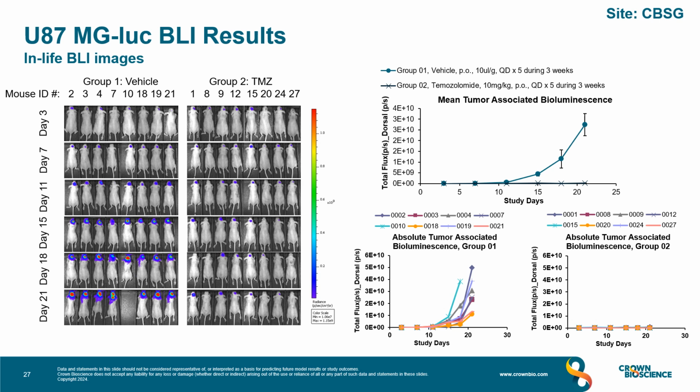And we can have a look at some of the kind of raw imaging data from this model. So this is the BLI imaging data. So group 1 is just vehicle treated, and you can see over the course of the study how the BLI signal has increased in the brains of the mice up to day 21 when the model was sacrificed. In contrast, group 2 are treated with temozolomide, and you see very little tumor growth. And at the end of the study, there was very little BLI signal in the mice.